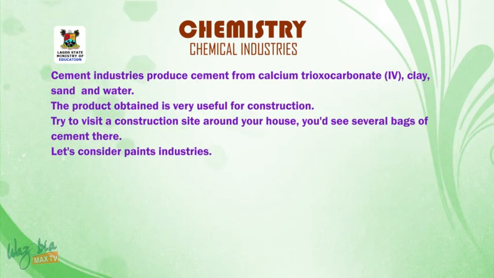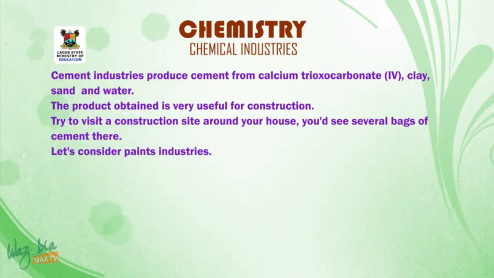Cement industries produce cement from calcium trioxocarbonate(IV), clay, sand, and water. The product obtained is very useful for construction. Try to visit a construction site around your house. You'll see several bags of cement there.